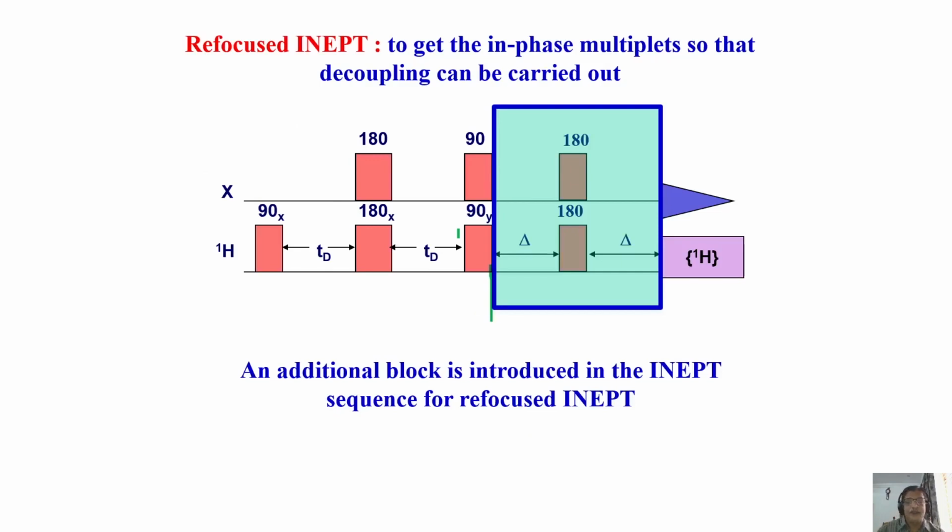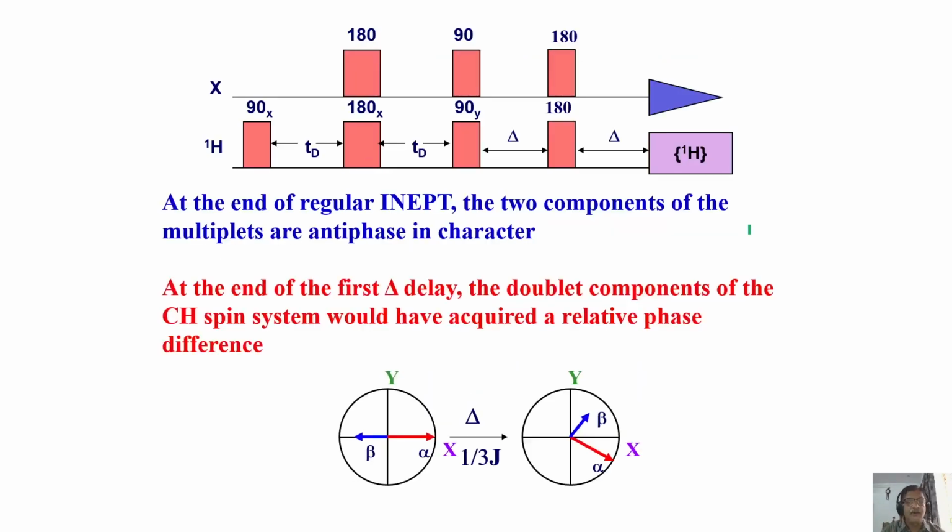What is this extra block doing? This extra block, with this delay, a 180 pulse on both proton and carbon, and another delay, then we collect the signal. At the same time, we switch on the decoupler. This will take care of the cancellation of the signal due to antiphase components. How does it work? Very simple.